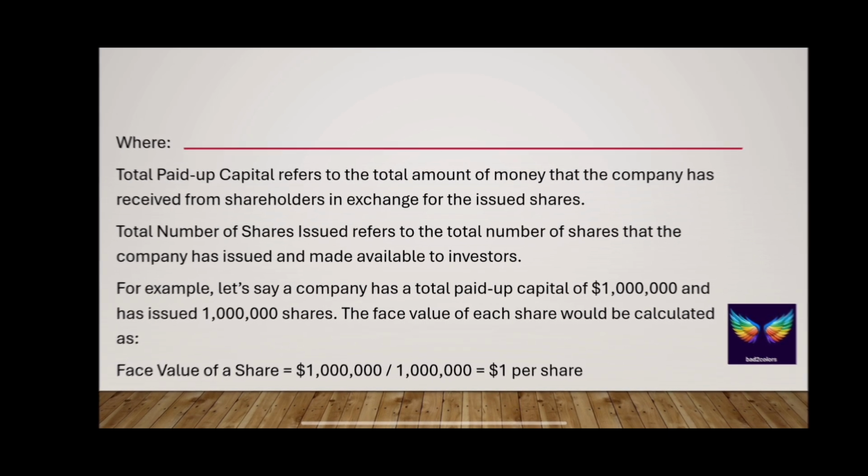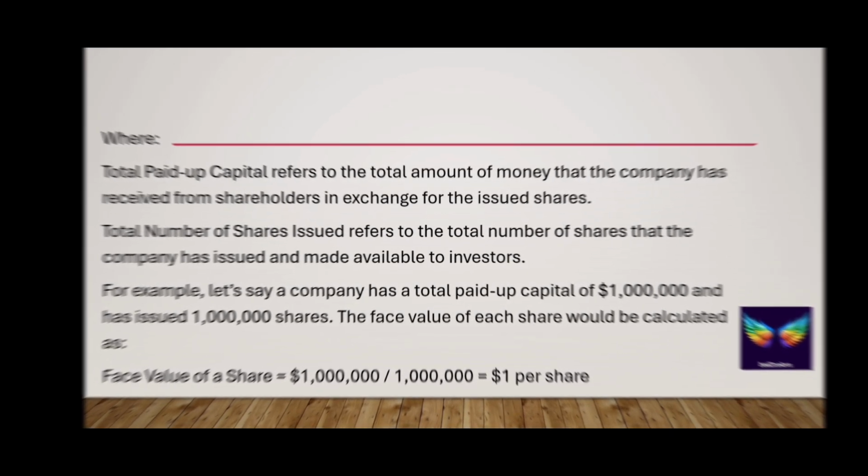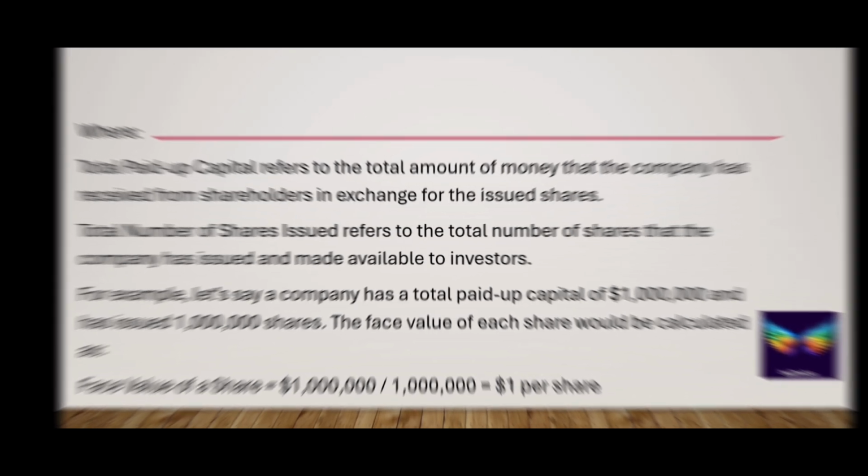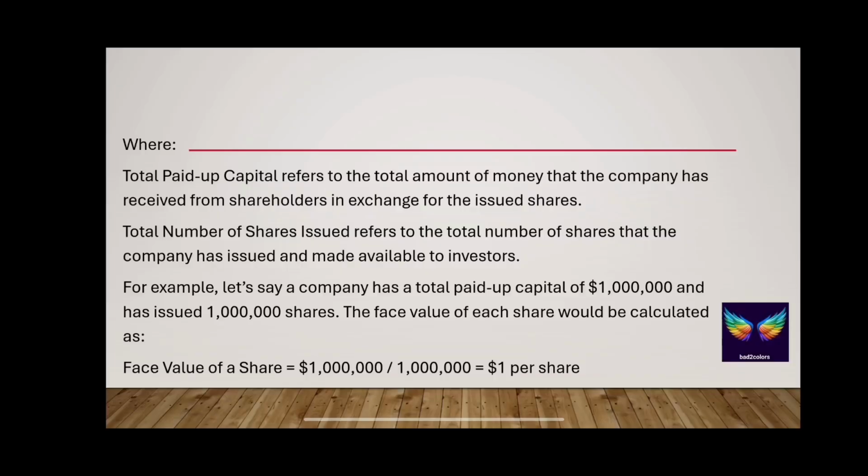For example, let's say a company has a total paid up capital of $1 million and has issued 1 million shares. Then the face value of a share would be calculated as face value of a share equals $1 million divided by 1 million shares, equals $1 per share. The key points to remember are: the face value is determined by dividing the total paid up capital by the total number of shares issued.